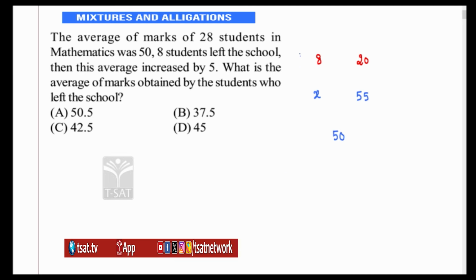So 8 into, so simplify it. 4 2s, 4 5s. So 2 into 55 is more than 50, therefore the 5 must be less than 50. 50 minus x is equal to 5 into 5, 25. I would say 50 minus x is equal to 12.5. x is equal to 37.5, right? So the answer for this is 37.5. That is the average of the students who left the school.